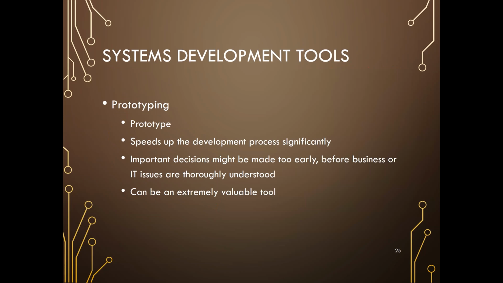Okay, so the next tool that we use for system development is the prototyping tool. In this class, you have to use a prototyping tool to show your design as well. A prototyping tool is a tool that helps you prepare a prototype. It speeds up the development process significantly because if you have the prototype, other people in the team, including developers and users, will understand what this system is trying to propose. Otherwise, important decisions might be made too early, before business or IT issues are thoroughly understood. So when you have a prototype, everyone immediately understands what you want.